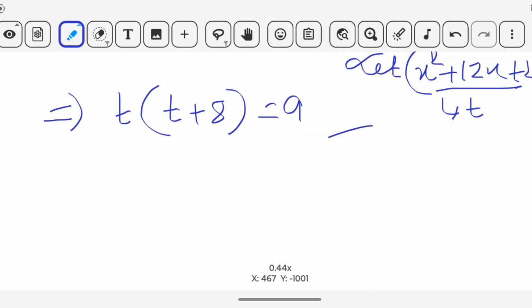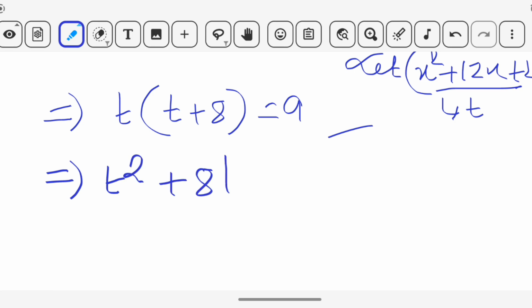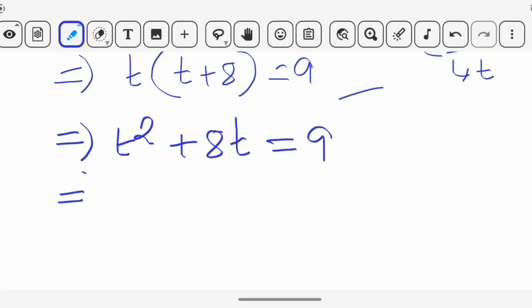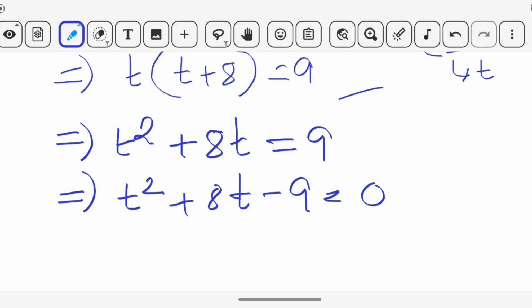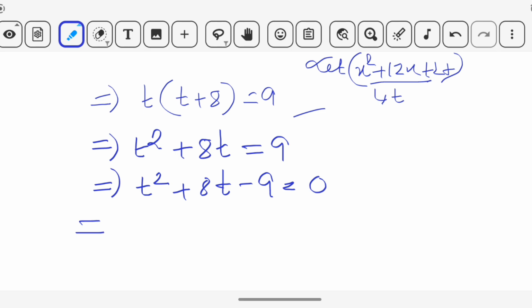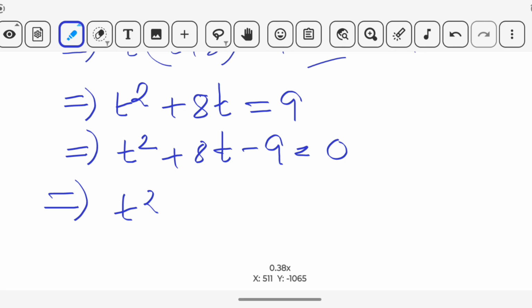That means t square plus 8t equals 9. That means t square plus 8t minus 9 equals 0. You can use this logic also. Now we can write t square plus 8t as plus 9t minus t, because 9t minus t equals 8t, minus 9 equals 0.